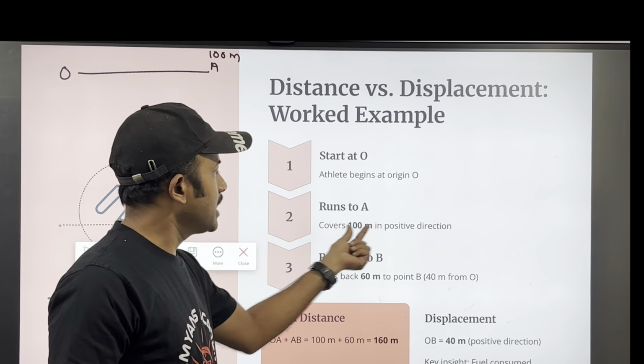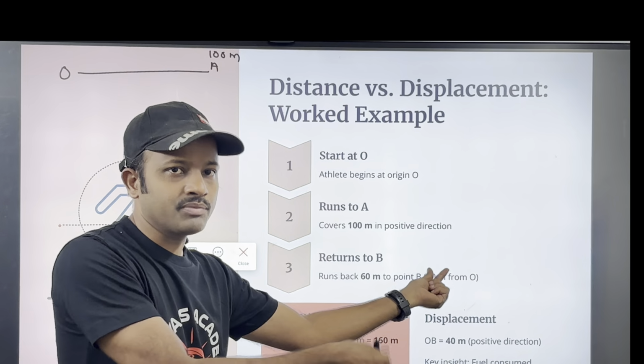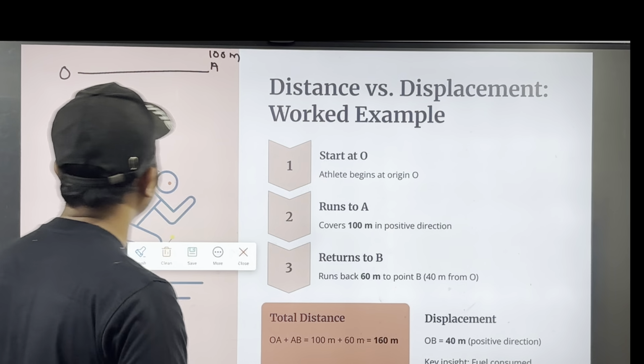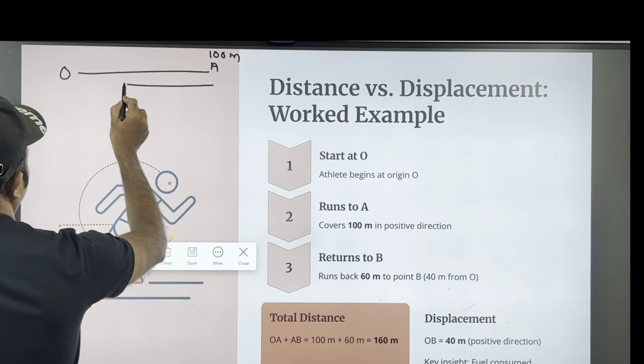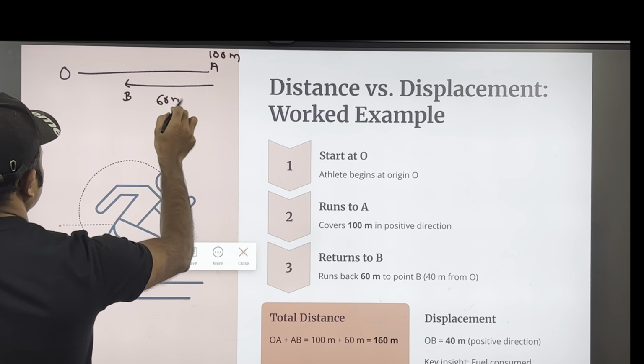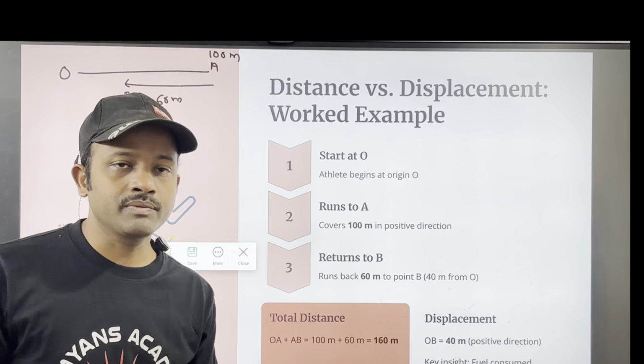Runs to A, covers 100 meter in the positive direction. If object is moving towards right side direction, it means it is positive direction. Runs back 60 meter to the point B. Let us say this is run back 60 meter. Okay, so in this case, what is your distance and what is your displacement?